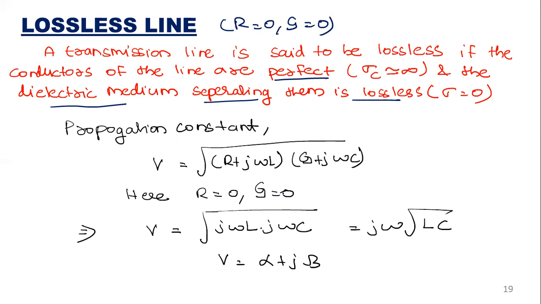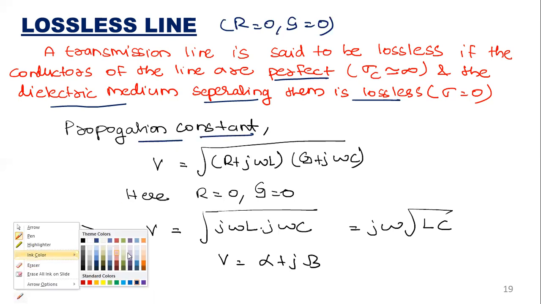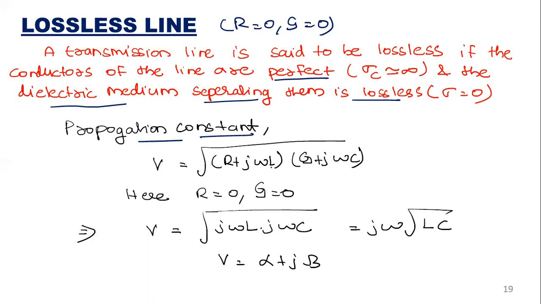A transmission line is said to be lossless if the conductor is a perfect conductor, that is infinite conductivity, and the dielectric medium separating them is lossless, that is sigma is equal to 0. And you know that propagation constant gamma is equal to root of (R plus j omega L) into (G plus j omega C). We have already seen this.